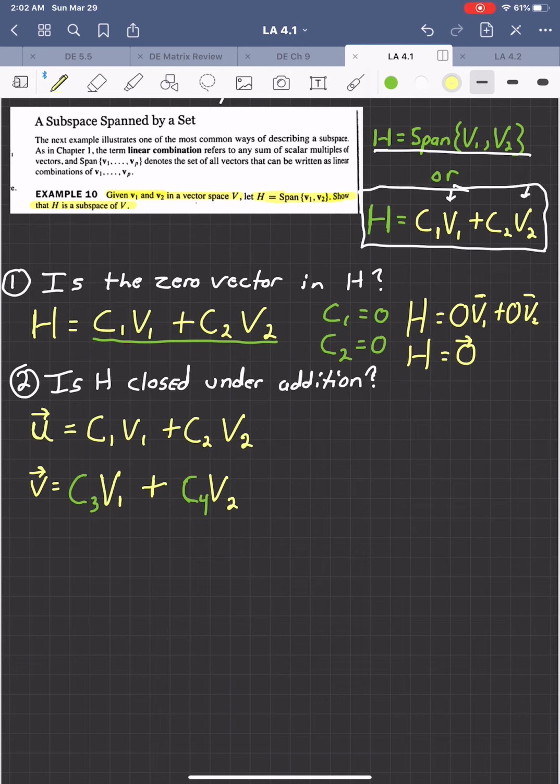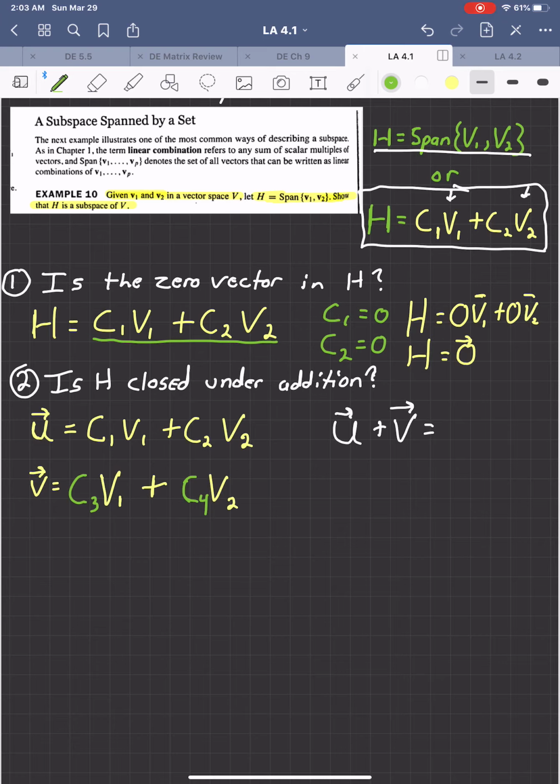So these are two vectors that are in our subspace H. Now, to have closure under addition, that would mean that u plus v must also be in H, right? So how can we think about this? How do we think about u plus v?